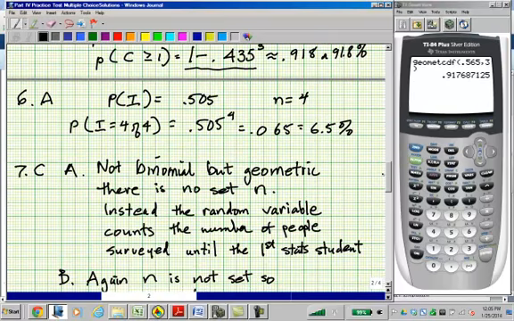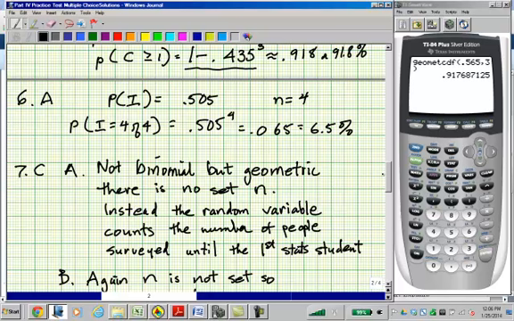Okay, 6a. The probability the household has an internet, boy, this has changed a lot, is 0.505. We're talking about 4 households. So what's the probability that 4 out of 4 have the internet? Well, this is pretty simple. It's simply 0.505 to the 4th. That's the probability that all 4 of them have it.